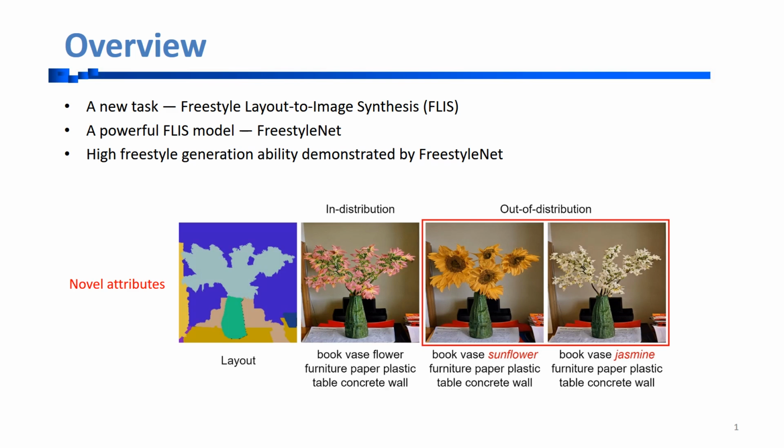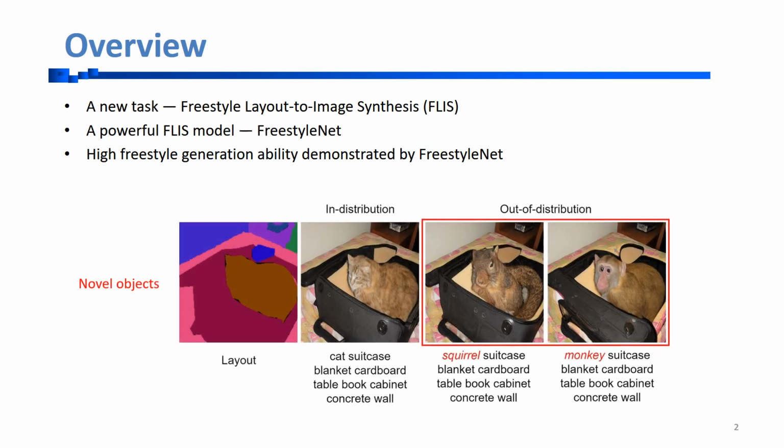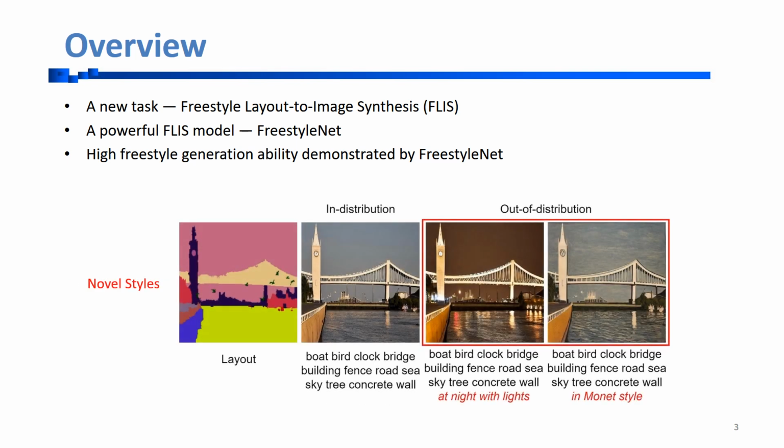It leverages a pre-trained text-to-image diffusion model and applies a novel rectified cross-attention to integrate layout. FreestyleNet manages to put a wide variety of semantics described by the text prompts onto the given layout. Its high freestyle generation ability can be demonstrated from these examples, including binding novel attributes, generating novel objects, and rendering the image with novel styles.